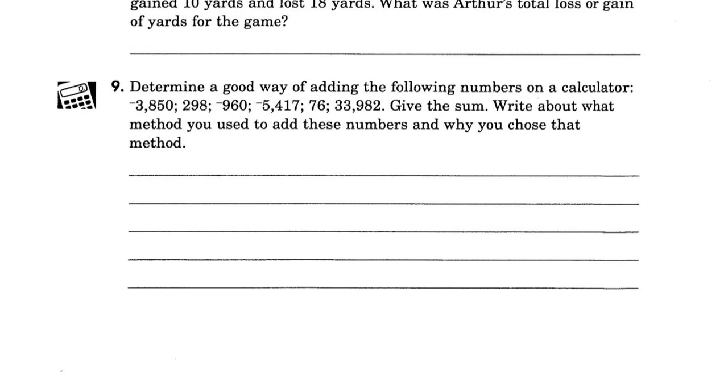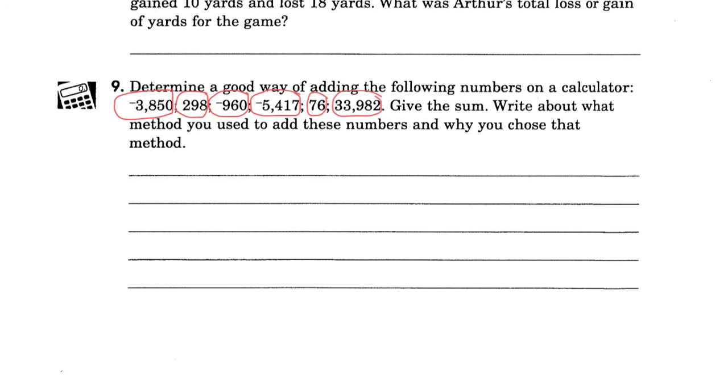On problem number 9, you've got to be careful, and I'm going to help you guys out a little bit. It says, determine a good way of adding the following numbers on a calculator. So you're going to do these on a calculator, but you've got to be careful. I made the mistake when I was doing this problem. I am circling the different numbers because commas and semicolons are two different things. So I helped you out by circling the exact number.